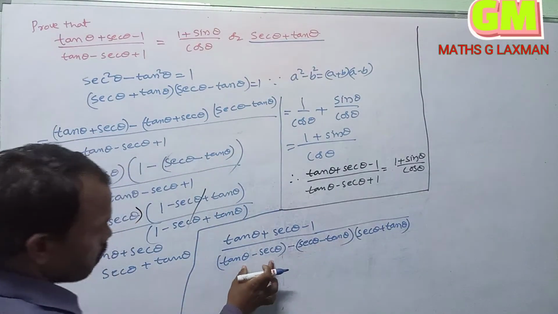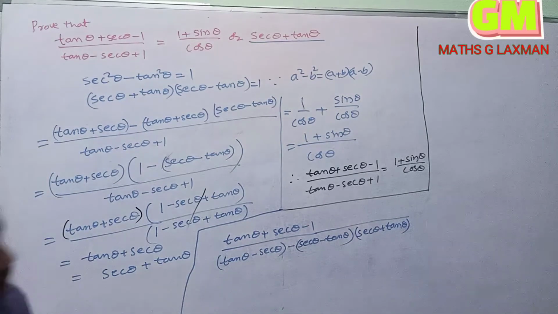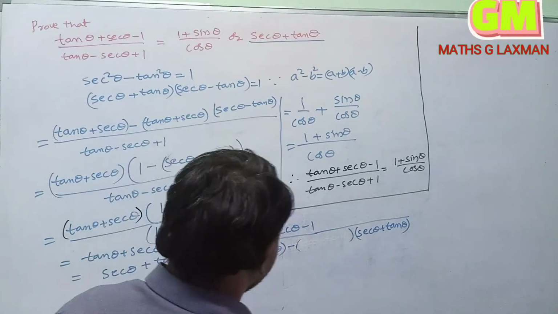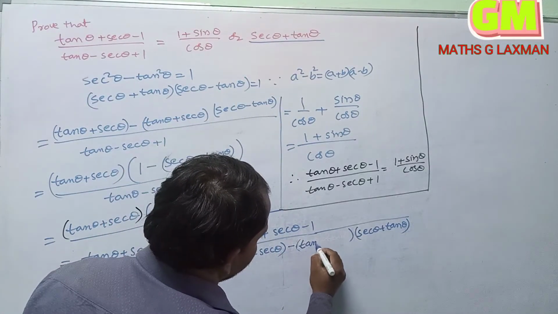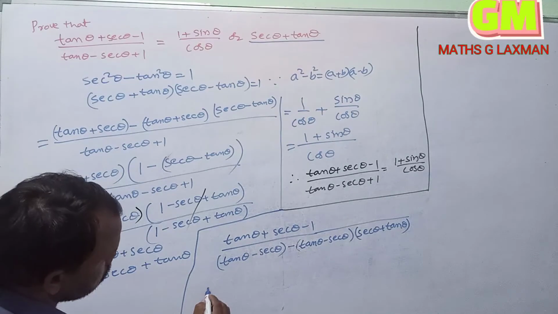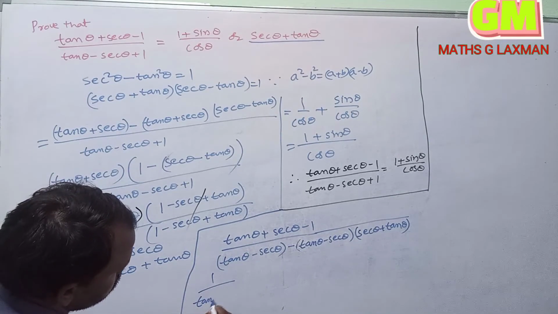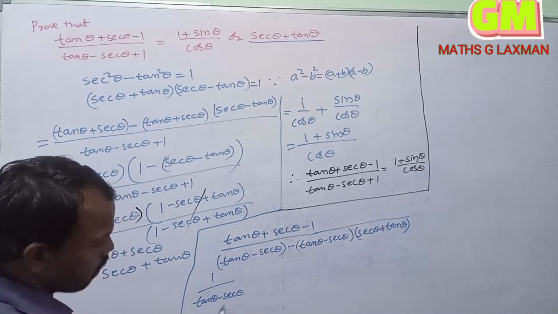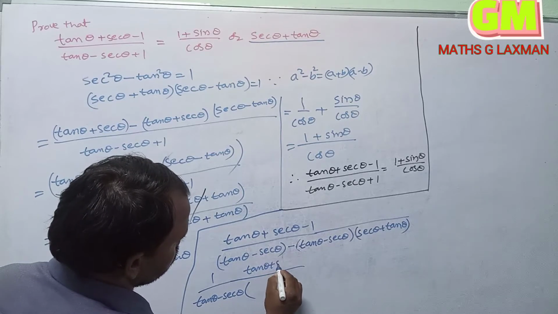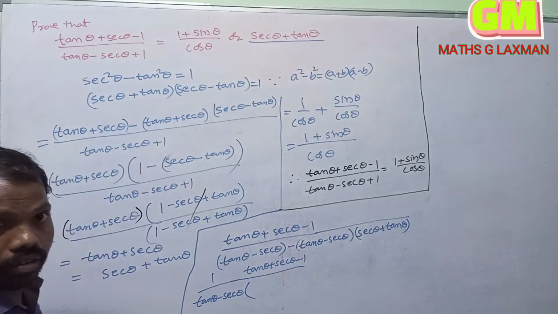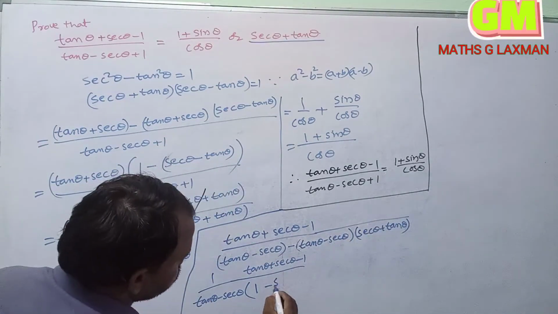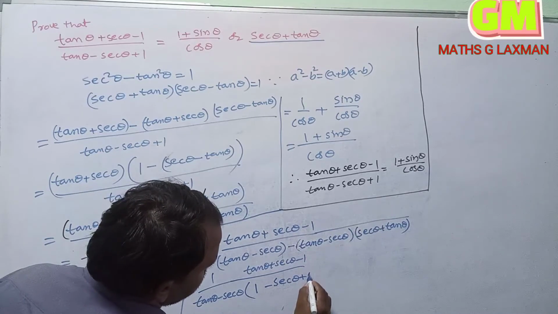Now in this we can take this one as a common. Sorry for this. Here secant theta minus tan theta, I have written the same thing. Here we should write as tan theta minus secant theta. Okay. So now we can take this one as a common. So 1 by tan theta minus secant theta take as a common. So in the numerator what we have, tan theta plus secant theta minus 1. The denominator, what is left over? 1 minus of this one, secant theta plus tan theta.